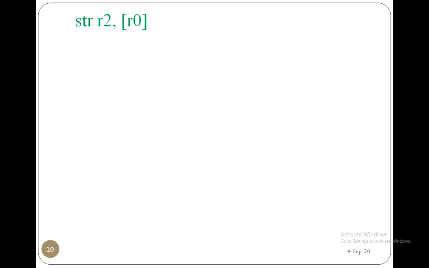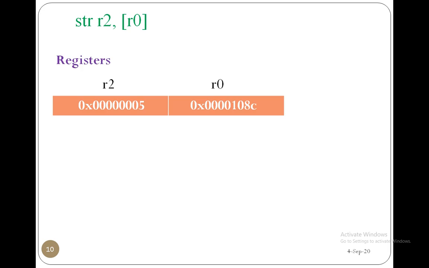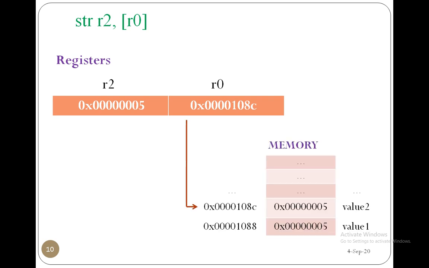Now STR R2 comma R0 means to store the data from a register to memory. That is, the data present in R2 is going to be stored into the memory location whose address is stored in the R0 register. With a small example, R0 contains 8C as the address. Now in this 8C address, what we have to do is transfer the R2 content. That is, in the 8C address, I have to move the 5. So that is the meaning here.